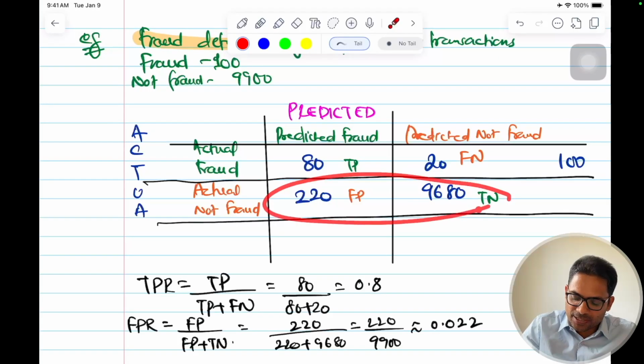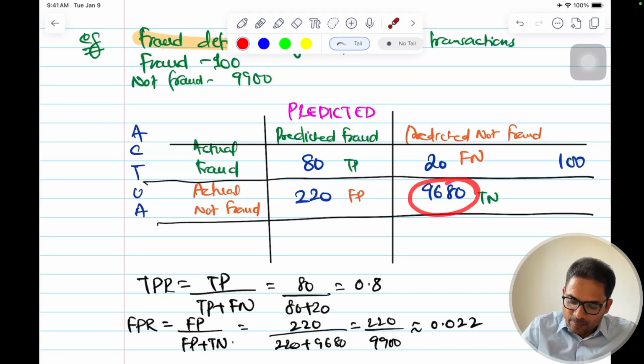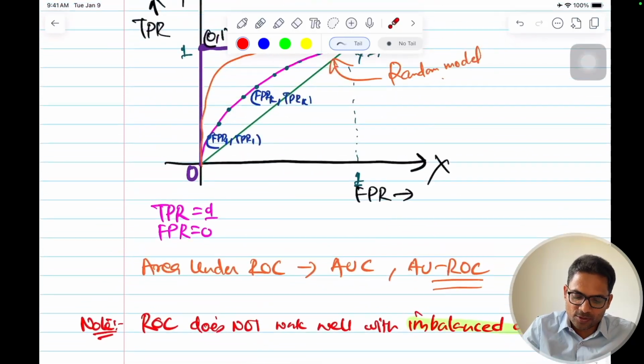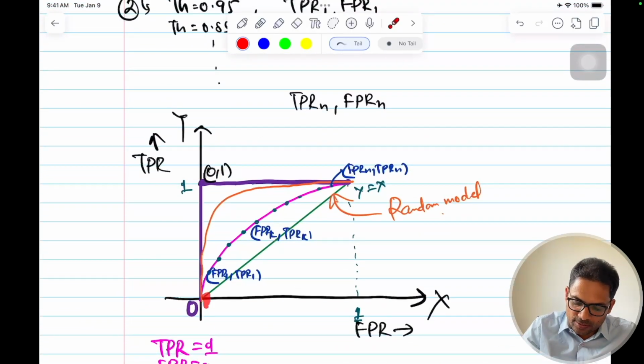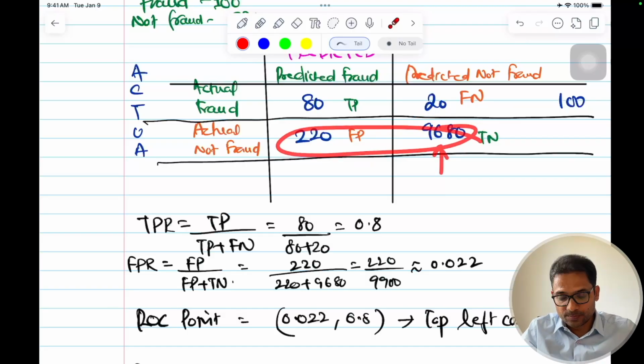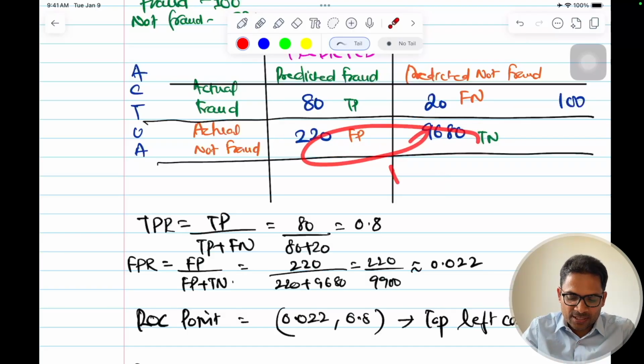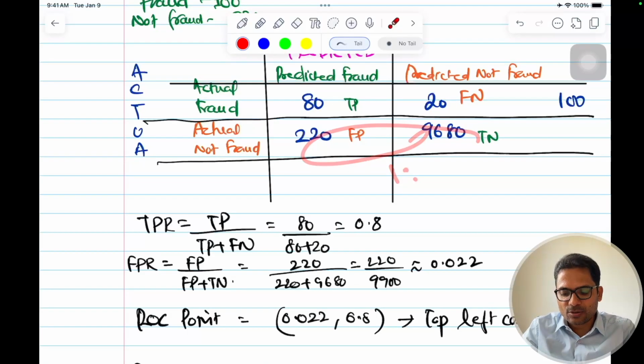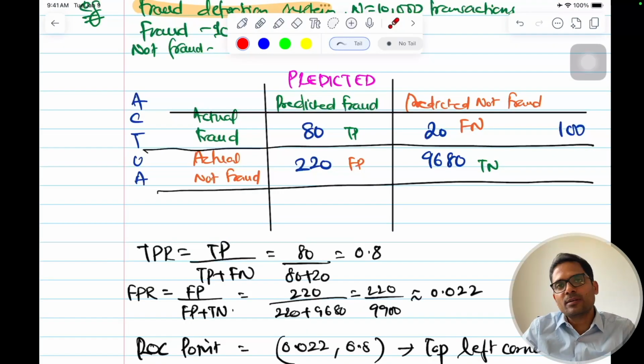If you see from this perspective, because this number is very large, the false positive rate will always be very small, and you will see that the points will always be on the left side. This will be very close and it will go very high on this side. It will never come on this side and it won't go down. Because of this imbalance, which is pulling the values of false positive rate to a very, very small value, this imbalance is causing all the problems. And that's why ROC is not so good for imbalanced data. I hope that is clear.